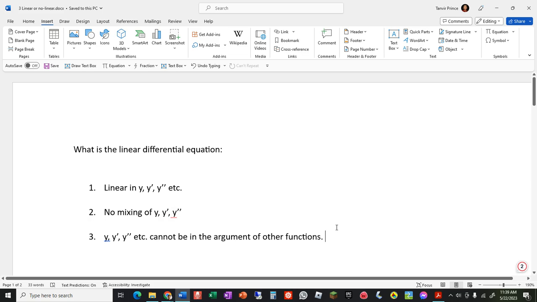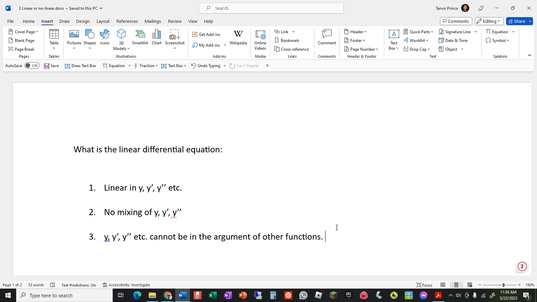So in this video, we are going to learn about a very important topic, linear and nonlinear differential equations. So let's get right into the business. When we say linear, we mean linear in y prime, y double prime, y triple prime, etc. So it's linear for the unknown function.